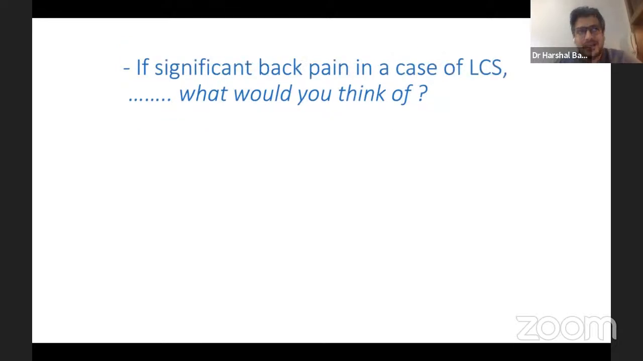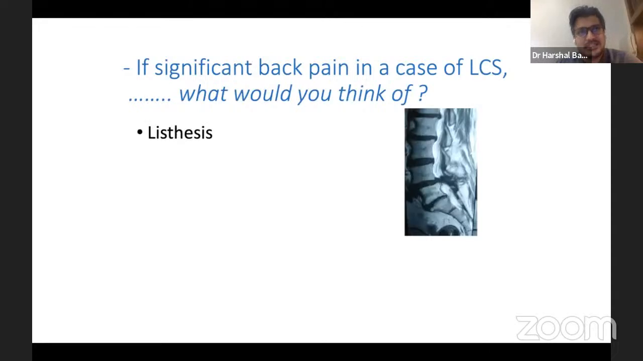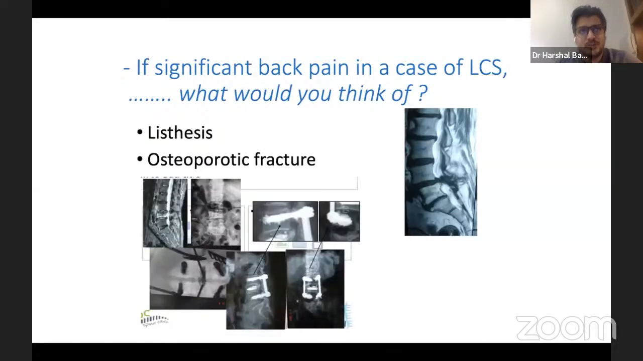Sometimes there's significant back pain, and the two main causes for back pain are, one, listhesis or instability, and the other one is a fracture, because these patients are typically in the 5th, 6th, or 7th decade of their life, and significant osteoporosis is always there.